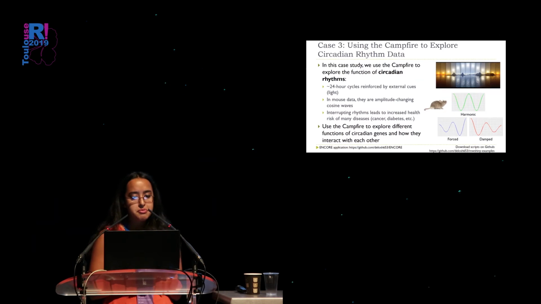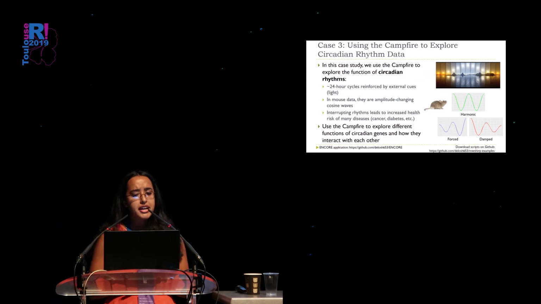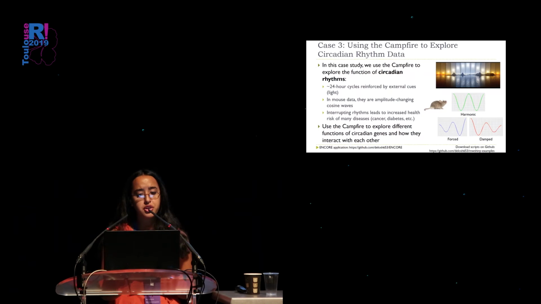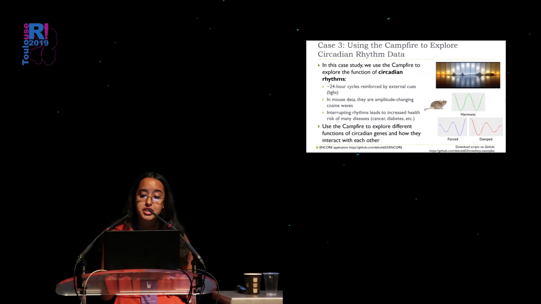When we interrupt these rhythms, it can lead to an increased risk of many health problems, such as cancer and diabetes. And once we identify these rhythms, we want to know what their function is and how they interact with each other within their amplitude changing categories in the hopes of isolating root causes of dysfunction. This application is based on the Encore methodology, which you can find on GitHub.